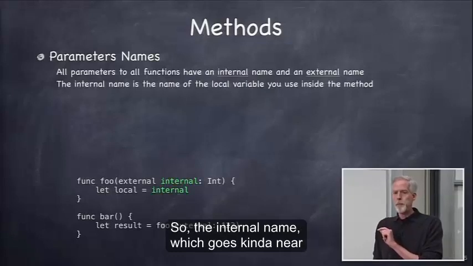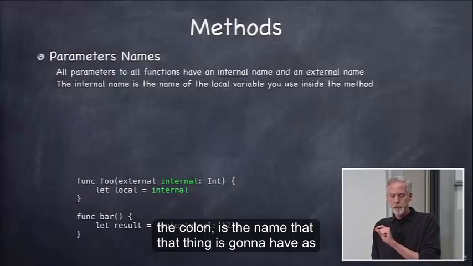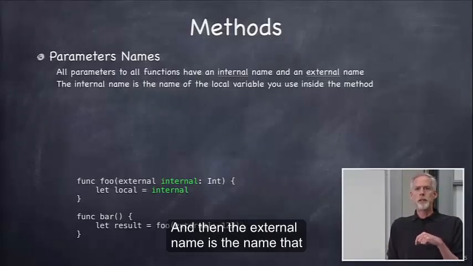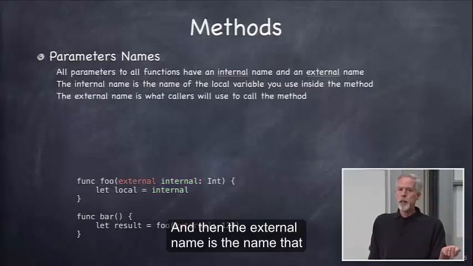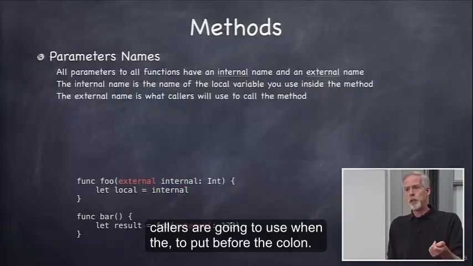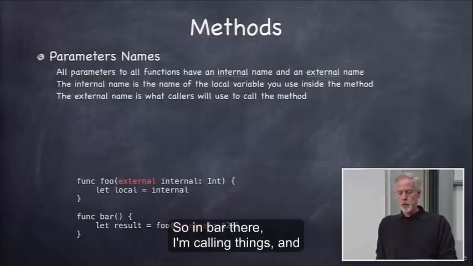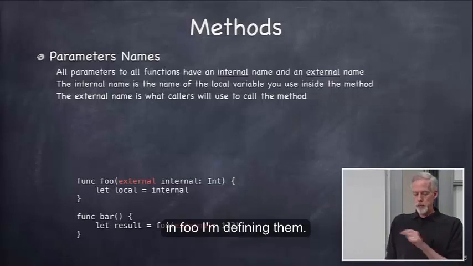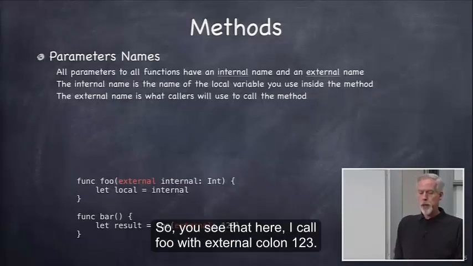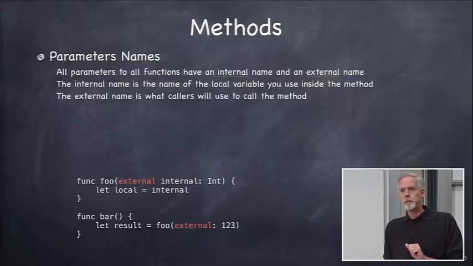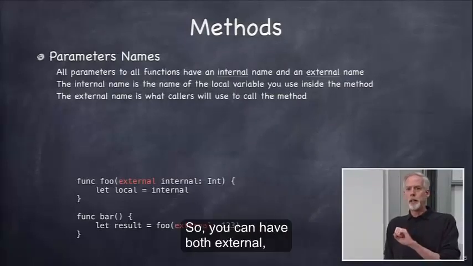So the internal name, which goes kind of near the colon, is the name that that thing is going to have as a local variable inside the method. That's its internal name. And then the external name is the name that callers are going to use to put before the colon when they call the thing. So in bar there, I'm calling things, and in foo, I'm defining them. So you see that here, I call foo with external colon 123, even though internal to foo, that thing is called internal. So you can have both external and internal names.